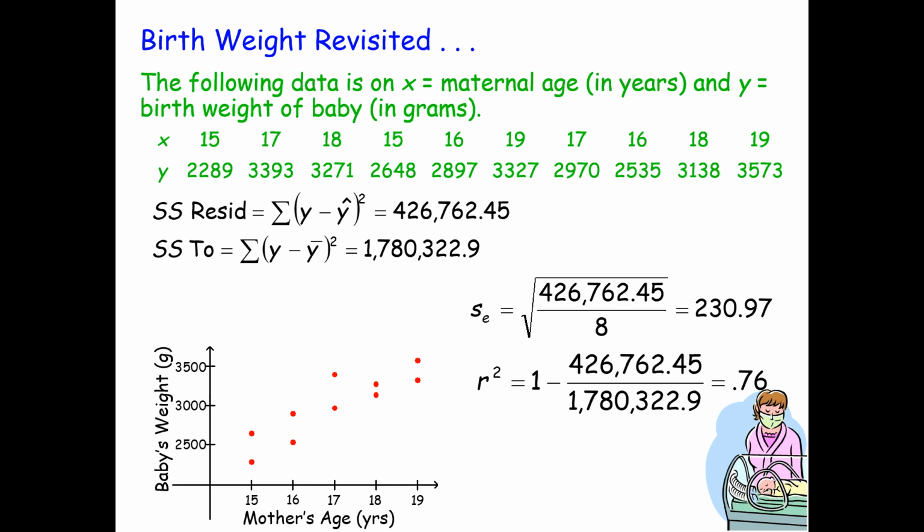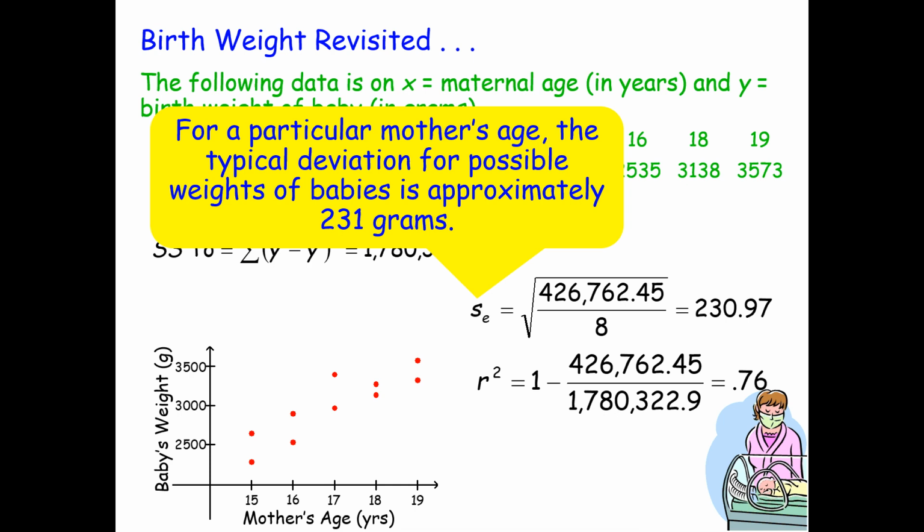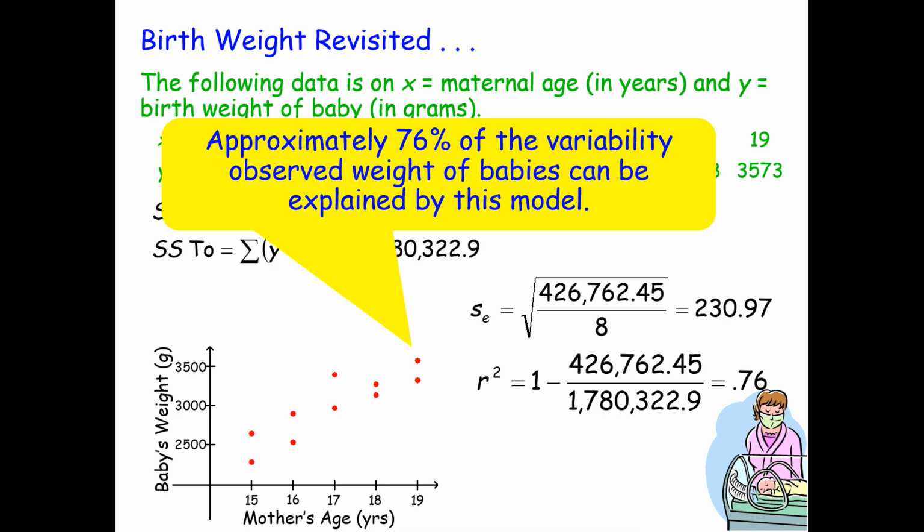Remember that we had 10 samples, so our degrees of freedom here is 8. Our standard deviation is 230.97 for our sample, and our r squared is 0.76. So for a particular mother's age, the typical deviation for possible weights of babies is approximately 231 grams. And approximately 76% of the variability observed in weights of babies can be explained by this model.